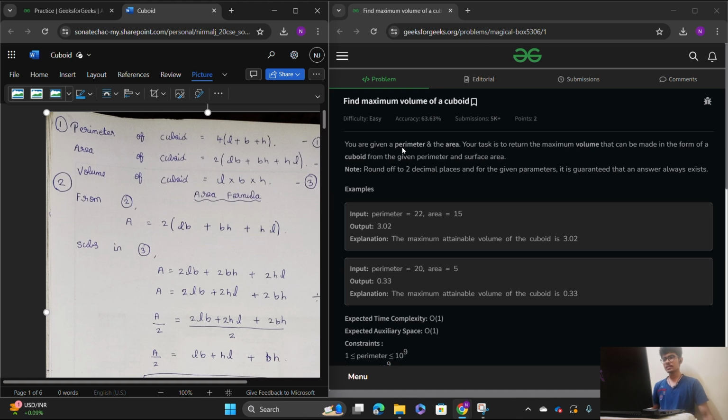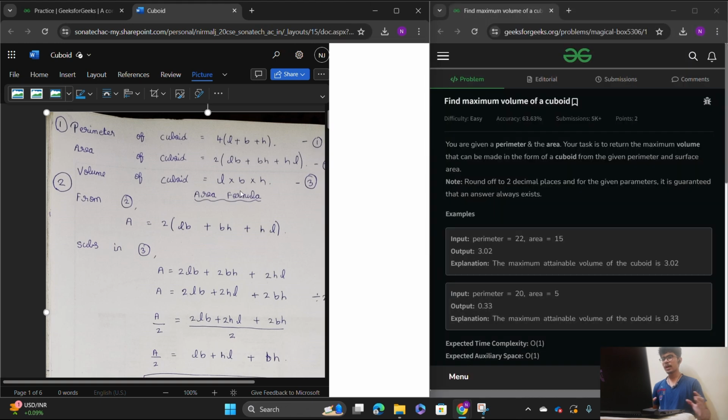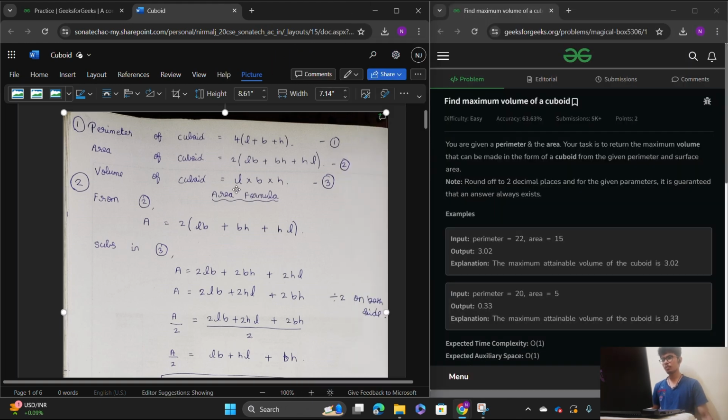So for this case, first of all, I'm going to find the formulas of the cuboid. The perimeter of a cuboid is 4 into (L plus B plus H). The area of a cuboid is 2 into (LB plus BH plus HL). And the volume of a cuboid is L into B into H. We are going to return the maximum volume, so in our program we are going to return it in terms of L into B into H.